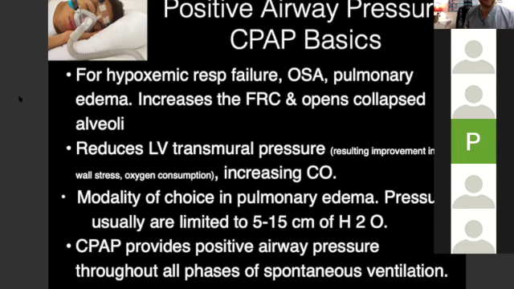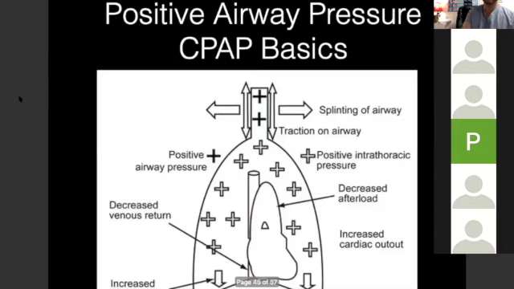So CPAP is a modality of choice in pulmonary edema, and pressures are usually between 5 and 15 centimeters of water. CPAP provides positive airway pressure throughout all phases of spontaneous ventilation. And here are some of the things that CPAP does. It splints the airway open. It increases positive intrathoracic pressure, decreases afterload, increases cardiac output, decreases venous return, increases lung volume.